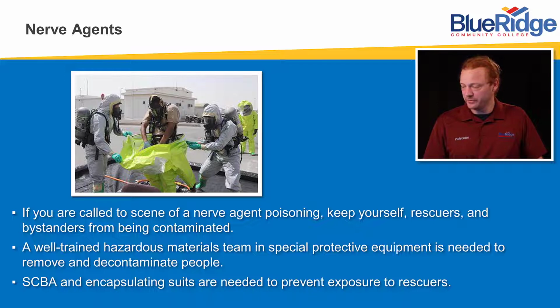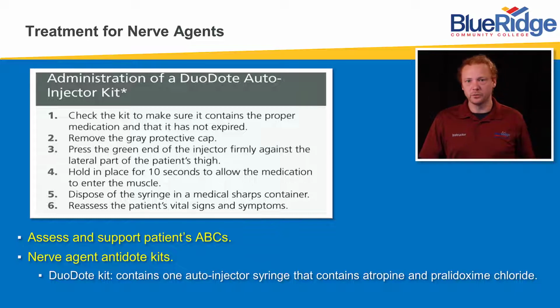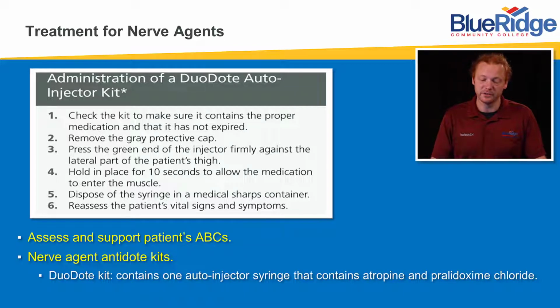SCBAs and encapsulating suits are needed to prevent exposure to rescuers. Always assess your patient's ABCs and support them. Nerve agent antidote kits enable you to self-administer or give to another person who has been exposed and is exhibiting signs and symptoms of organophosphate poisoning. However, you must have medical direction or approval from your medical director to be able to administer these and have received proper training for the administration of these kits.